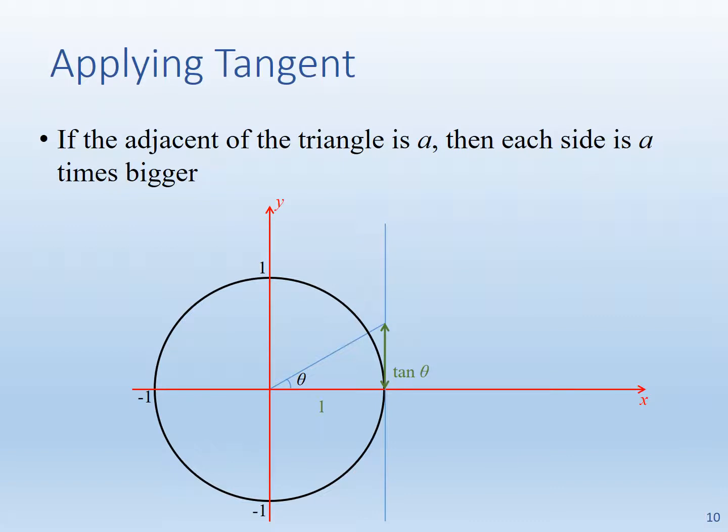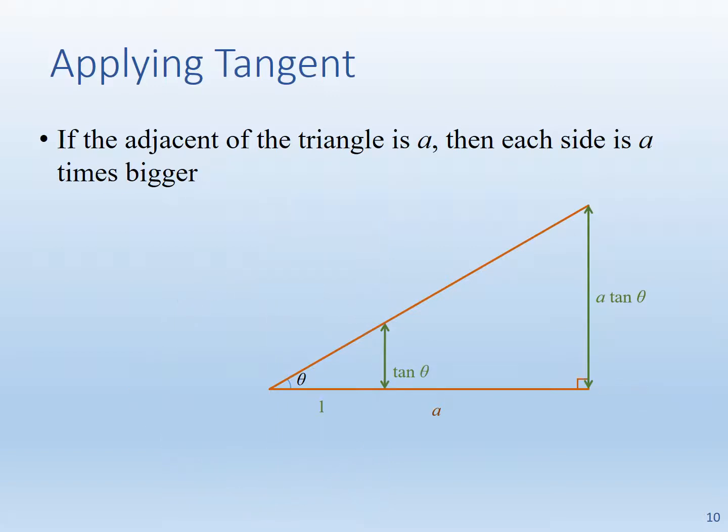Making the triangle a times as big, where a is the length of the adjacent side, means that the whole triangle is a times as big, so the opposite will be a tan theta. Once again, we don't need the unit circle to work this out, nor do we need the smaller triangle. We can just work with the sides of this larger triangle. So to find the side length of the opposite there, we multiply the adjacent times the tan of the angle.